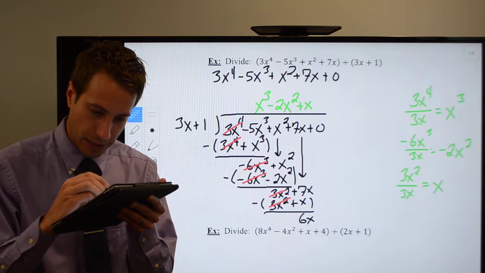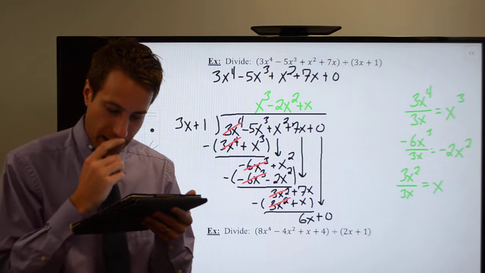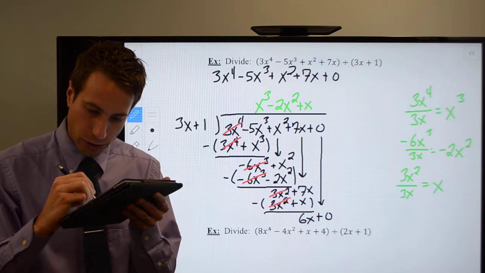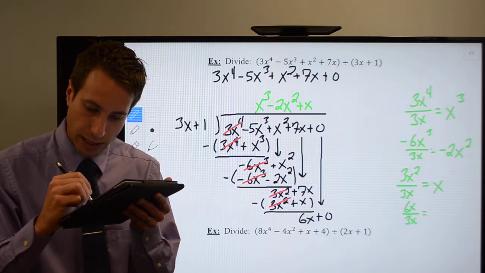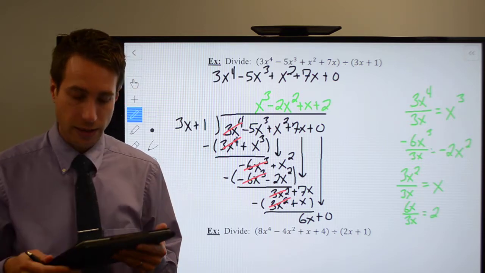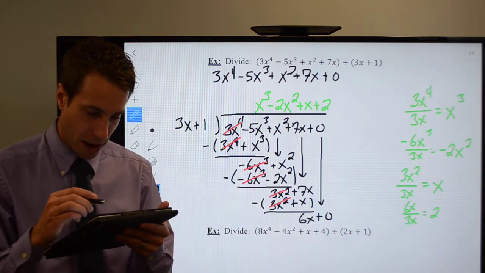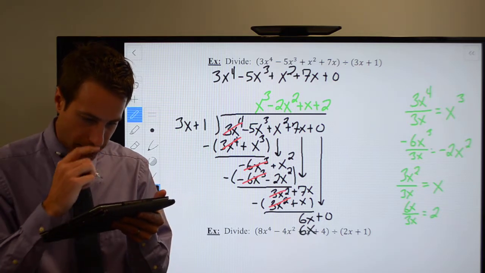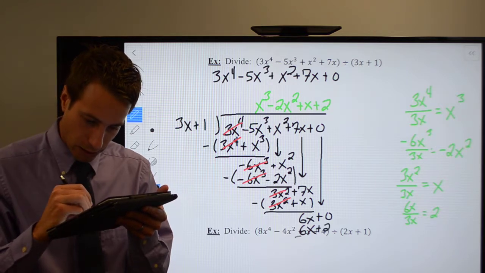Sorry, I'm running out of space. Actually, that's okay because this is going to be the last thing I bring down anyway. So we're actually in pretty good shape here. We then go to 6x divided by 3x, which is going to give me a 2. So then we got our plus 2 on the end, and then we multiply. I'm going to have to squeeze a little bit. Sorry about that. 2 times 3x is going to give me my 6x. 2 times 1 is going to be 2. We subtract.